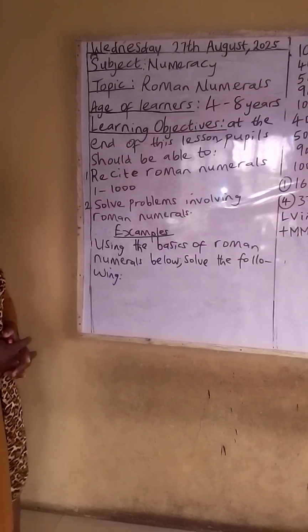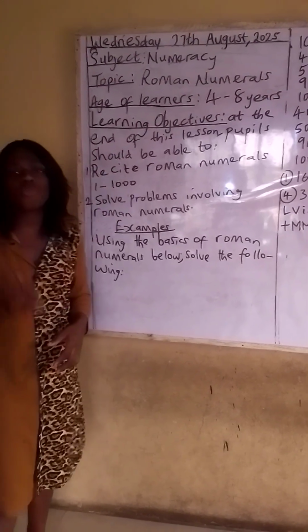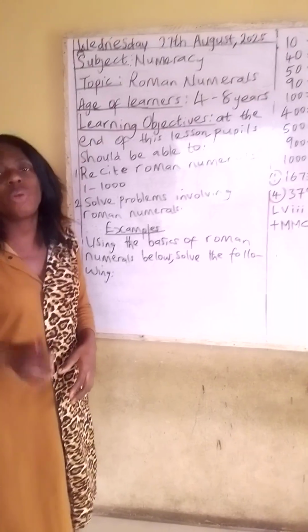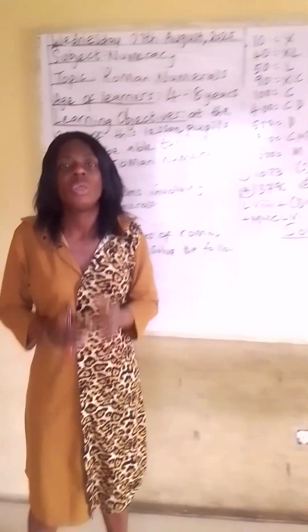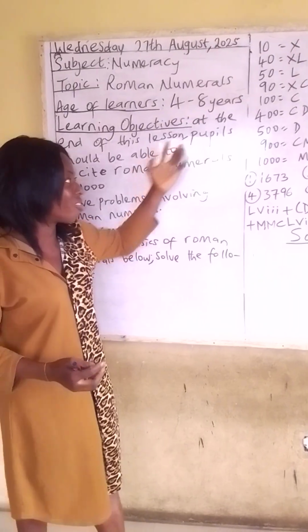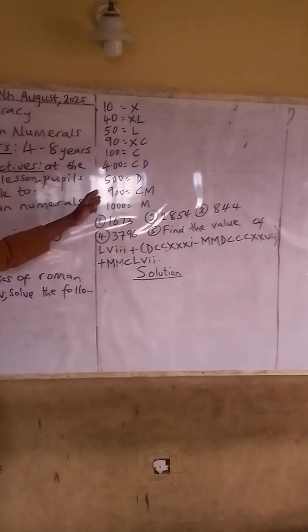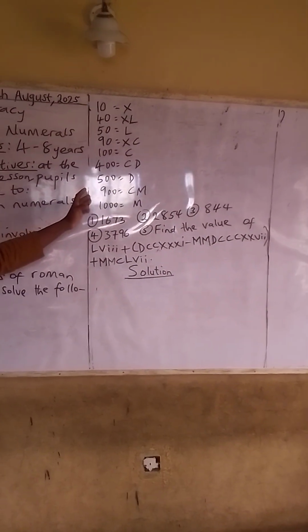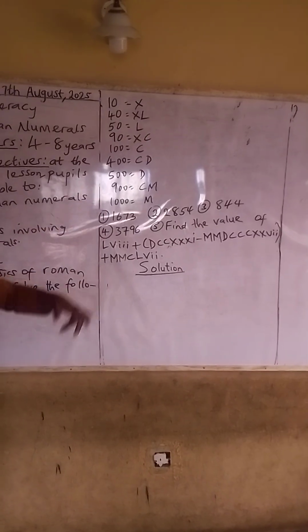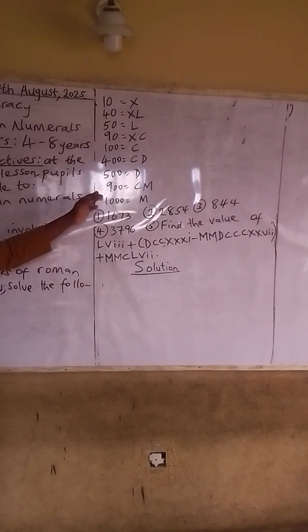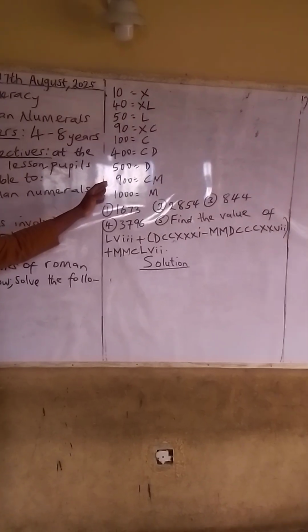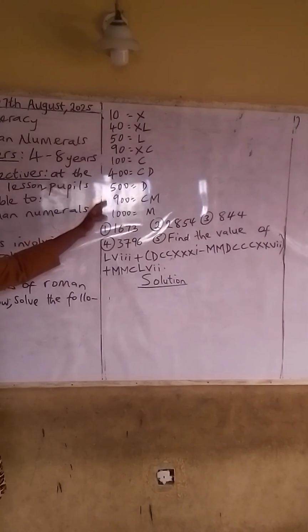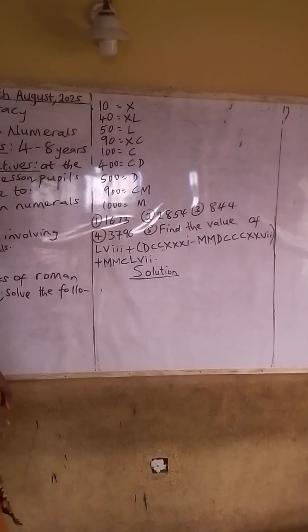And don't forget, for you to be able to solve any problem on Roman numerals, the first thing you should do is to memorize the basics. I've helped you to write the basics on the board so you can memorize. So this is the basics of Roman numerals. You must do me a favor by memorizing these basics. With these basics you can answer any question. Let's go straight to the business of the day.